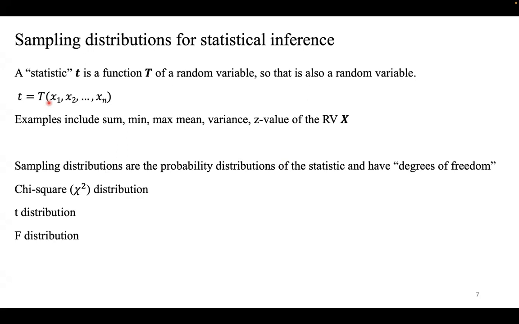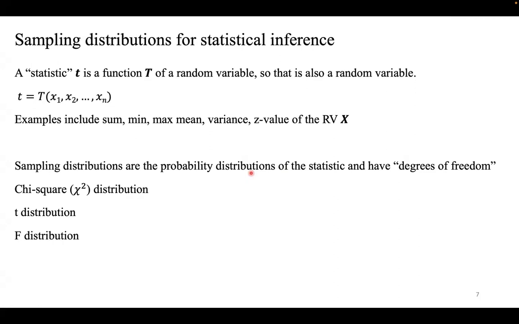So a statistic is a function of the random variable, and when you say it's a function, it's just something that you're calculating on the random variable itself, right? So depending on how many random variables you have, you can take a sum of those, you can find the mean, or you can find the minimum, maximum, mean, variance, z value, which is like this, you subtract the mean and you divide by the standard deviation. So all of those, they are functions, right? So you're calculating some value from the random variable. That value is called a statistic.